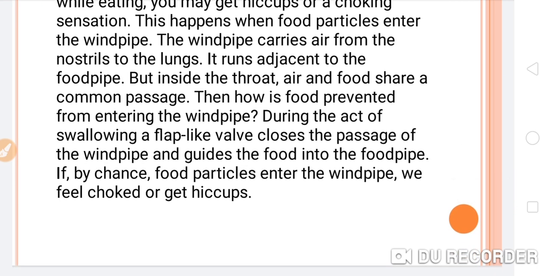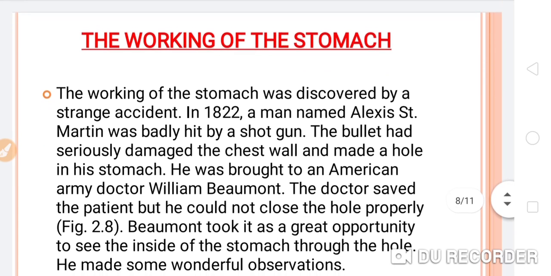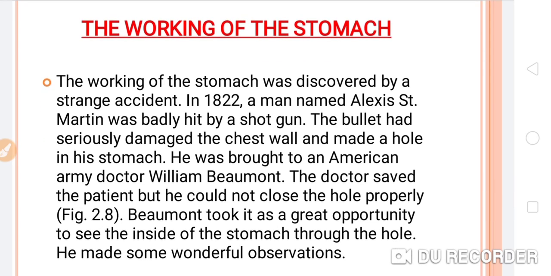Then, how is food prevented from entering the windpipe? Let's see. During the act of swallowing, a flap-like valve closes the passage of the windpipe and guides the food into the food pipe. If by chance food particles enter the windpipe, we feel choked or get hiccups. So this is the reason behind it. Now next point, the working of the stomach. So let's see what is the working of our stomach.